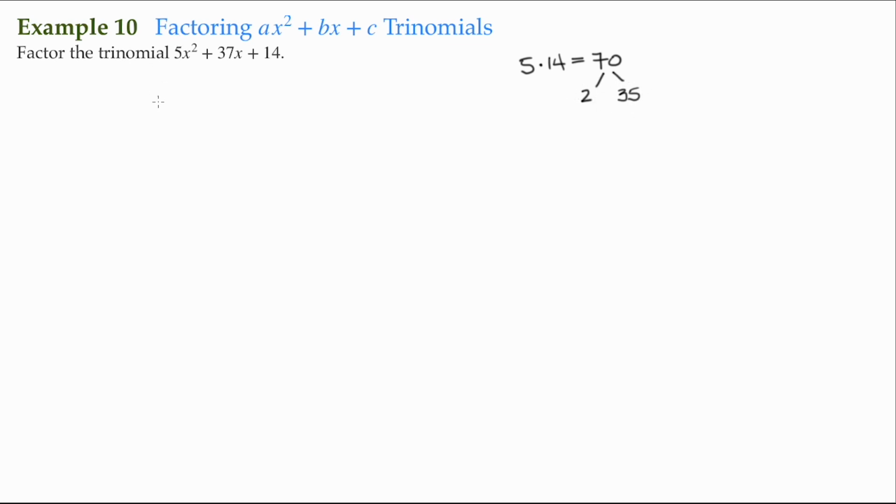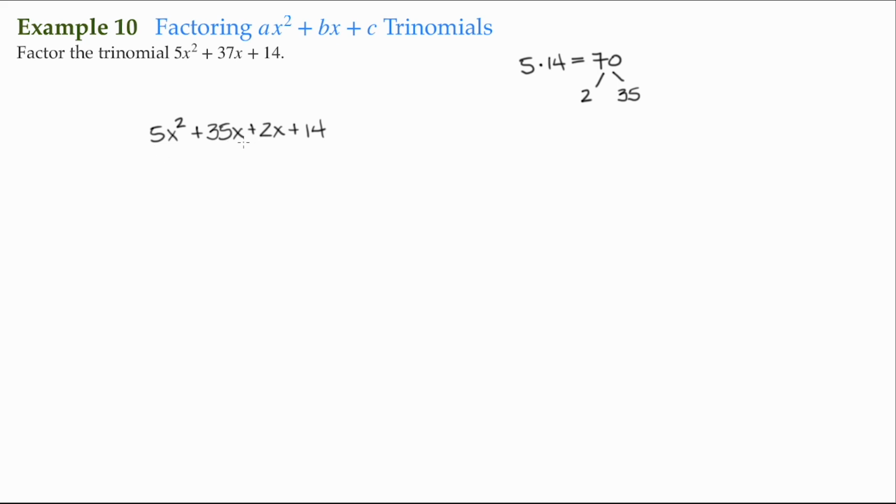So I'm going to rewrite this as 5x squared plus 35x plus 2x plus 14. And I think we can agree that 35x plus 2x is 37x. And we've done that before. Whenever we factor trinomials, we go ahead and collect like terms, but we're not going to do that. We're going to leave them expanded like this.